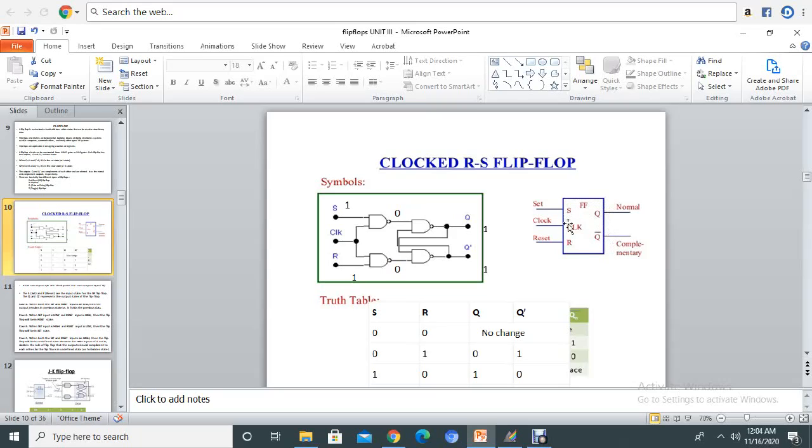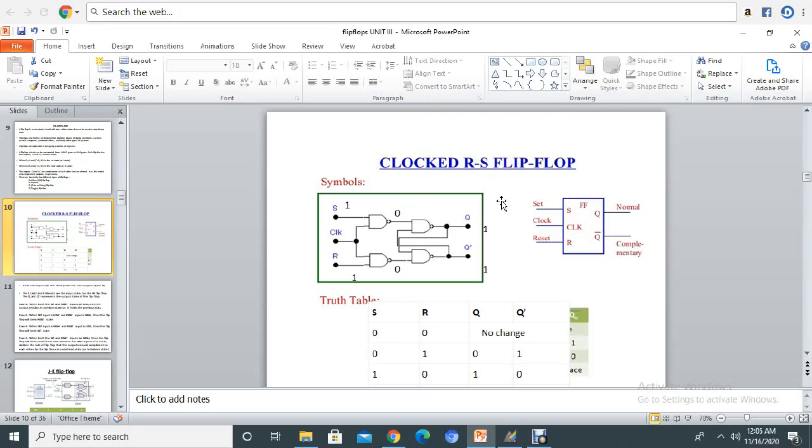To activate the flip-flop, you have to apply clock pulse. So now I am going to explain about RS flip-flop. There are four types of flip-flops: RS flip-flop, JK flip-flop, D or delay flip-flop, and T or toggle flip-flop.